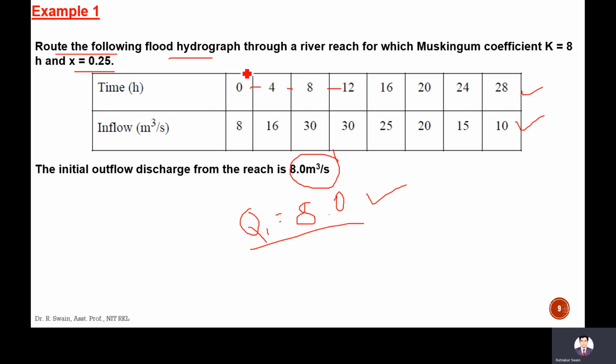That's why, otherwise, at any time interval it can be taken. First we have to plot the inflow hydrograph, inflow against time. If we plot it, then at any time period we can get the value from the plot. It is not necessary to take the 4 hour time gap at which the data is given. We can take 6 hours, 2 hours, or 1 hour; any delta T value we can take.